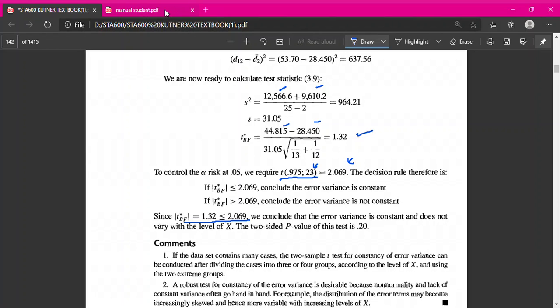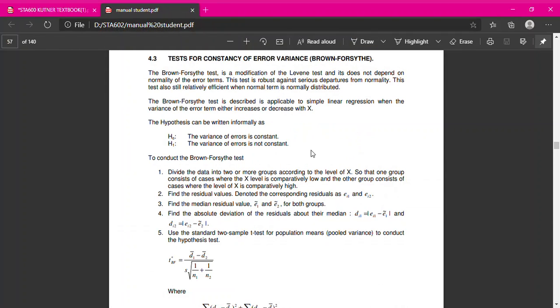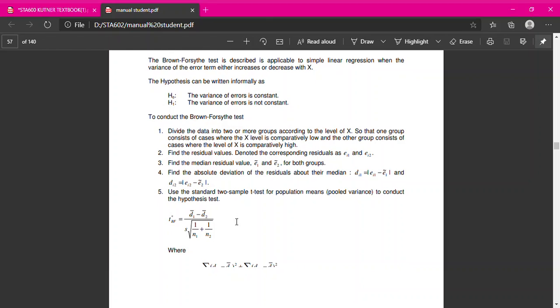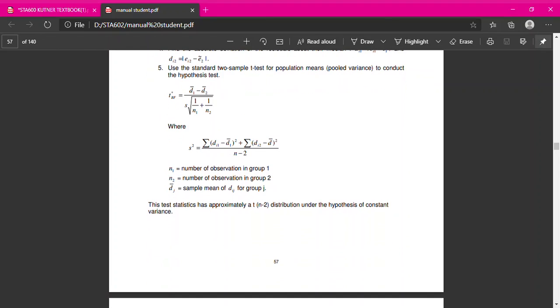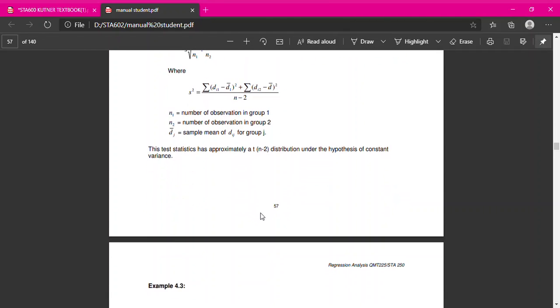Okay, let's see an example. This is the hypothesis, and these are the steps. First, divide the data into 2 or more groups. In this case, we divide into 2 groups only, for your level, for degree level. Then find the residual, denoted as E, find the median of the residuals, find the D for each group, and then apply the test statistic formula and also S-pool. Okay, let's see the example.